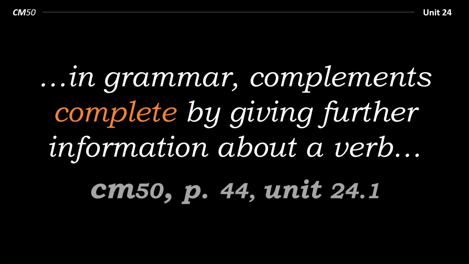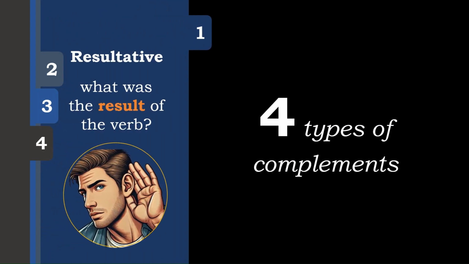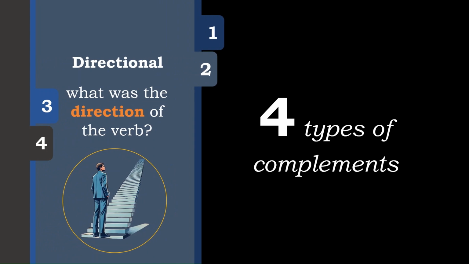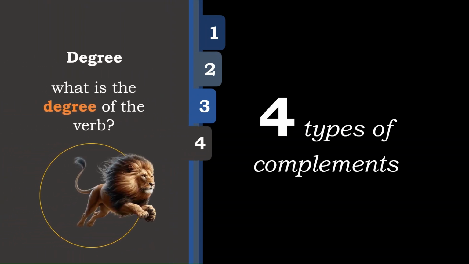Now in this video, we're going to cover four types of complements, and we'll consider how each complement provides additional information by means of answering a particular question. The first type of complement is resultative, answering the question, what was the result of the verb? The second kind is directional, what was the direction of the verb? And the third is potential, what is the potential of the verb? And the fourth type is degree, what is the degree of the verb? And don't worry, all of these images that you've just seen will soon make sense.